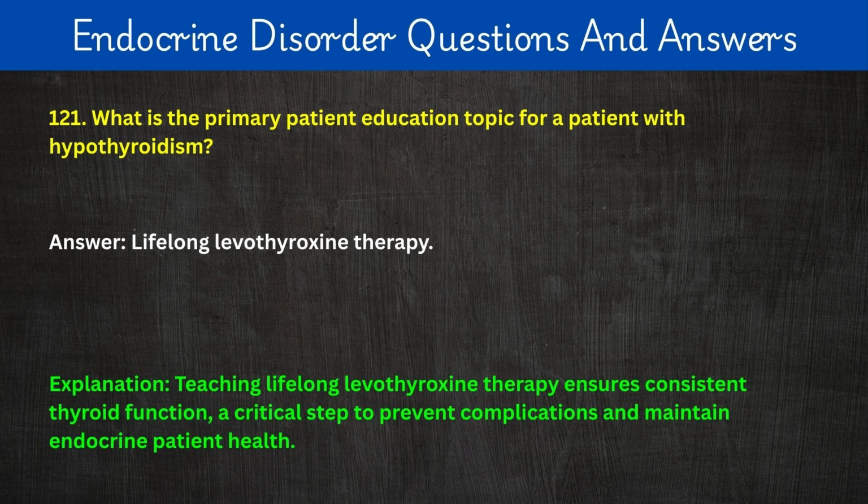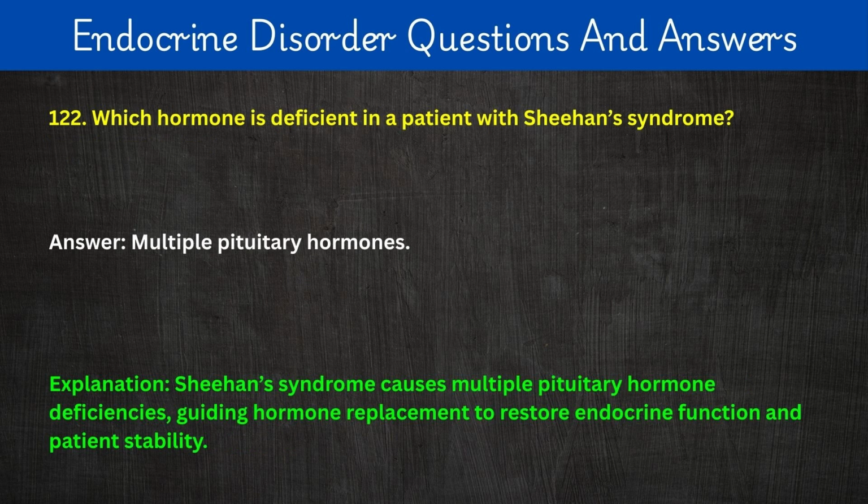121. What is the primary patient education topic for a patient with hypothyroidism? Answer: lifelong levothyroxine therapy. Explanation: teaching lifelong levothyroxine therapy ensures consistent thyroid function, a critical step to prevent complications and maintain endocrine patient health.